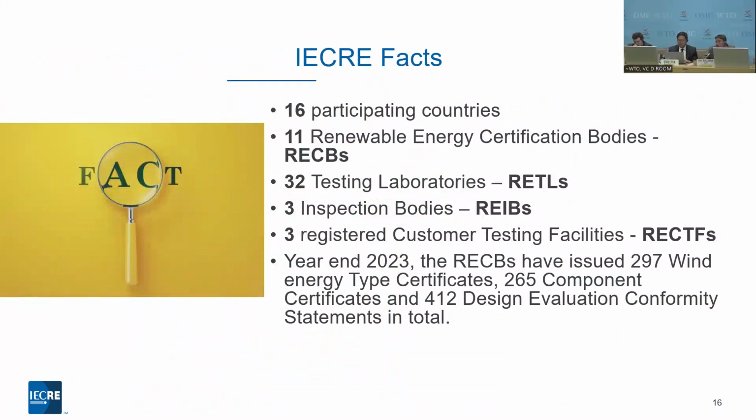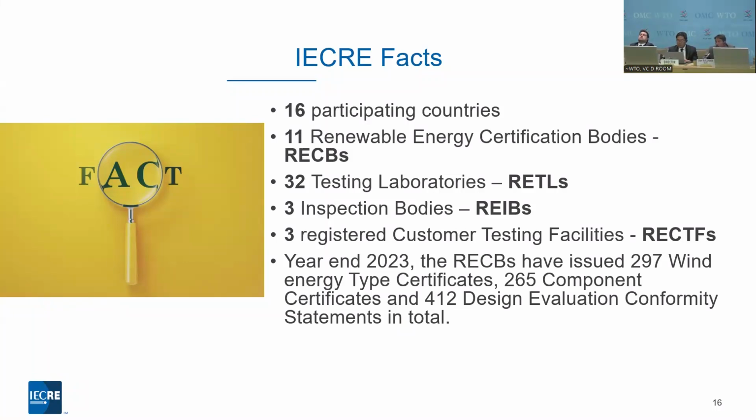And just some facts on the IECRE. There are 16 participating countries. Currently, we have 11 certification bodies, 32 testing laboratories, 3 inspection bodies, and 3 registered customer testing facilities. This is very important, especially because renewable energy equipment can be so large. It has to be tested at the customer's premises. They have the unique facilities to test these particular products.